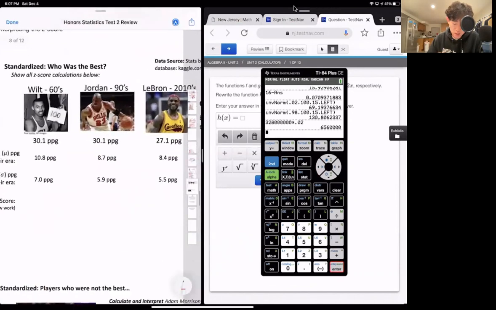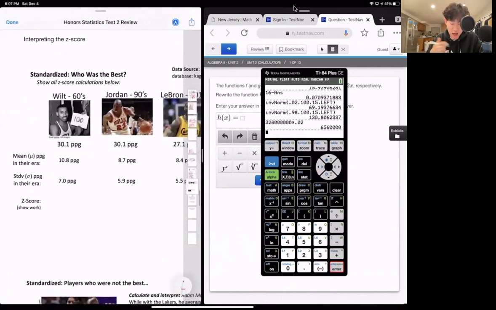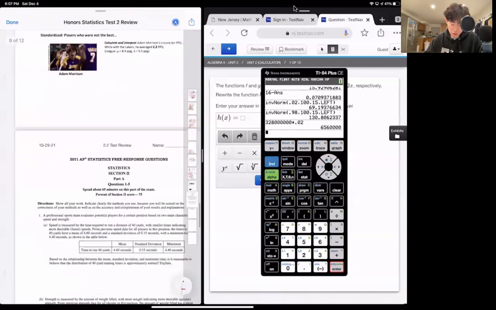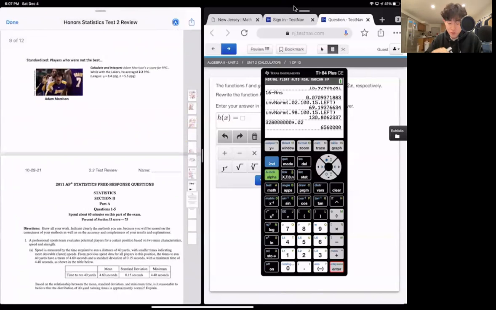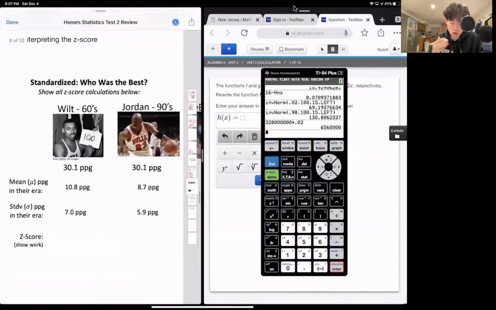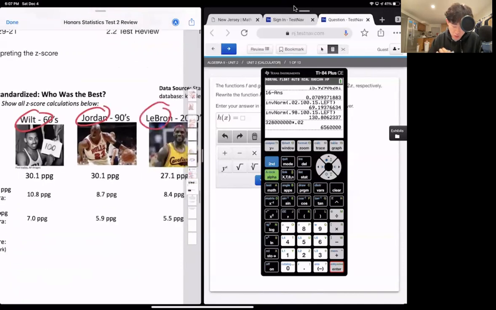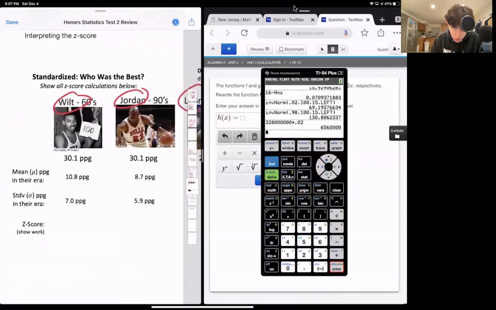Next question was the basketball question, right? When we're comparing three athletes from three different eras, three different times, we always want to compare what we call their z-scores. It's very relevant to the question that you're going to do next, as an actual AP free response question. So here we want to find the z-score for Wilt, Jordan, and LeBron. Remember, the z-score formula is always the value minus the mean, over the standard deviation.